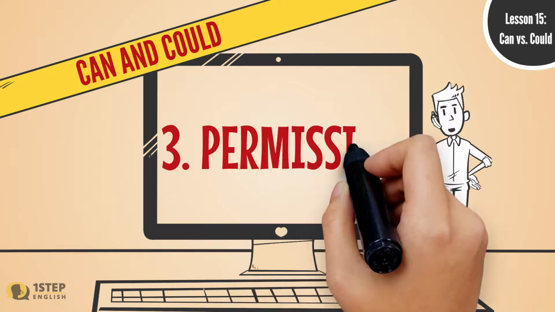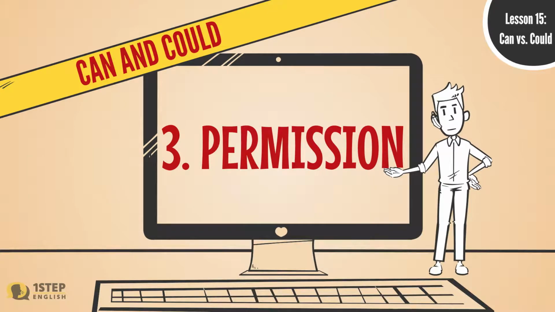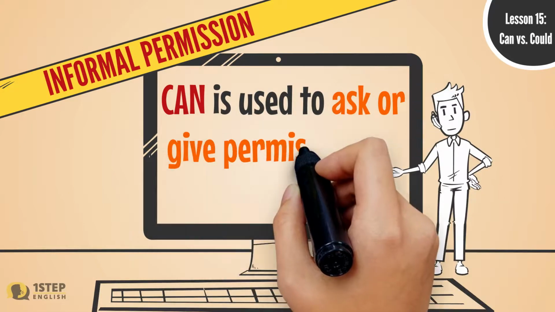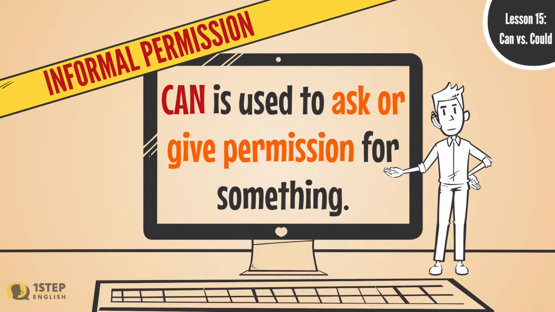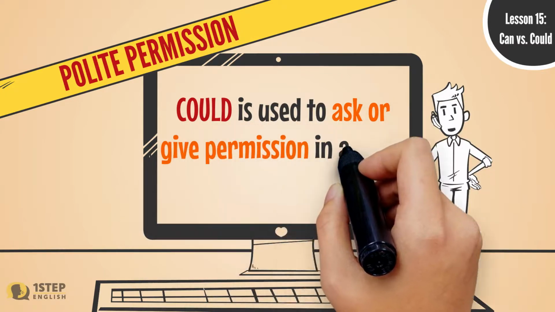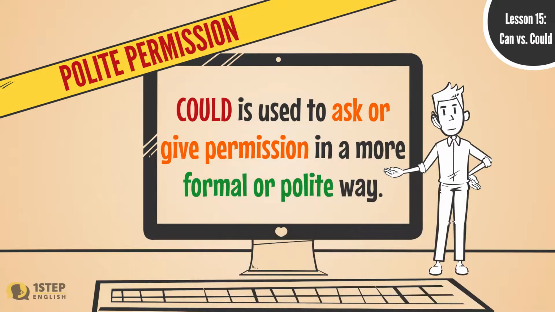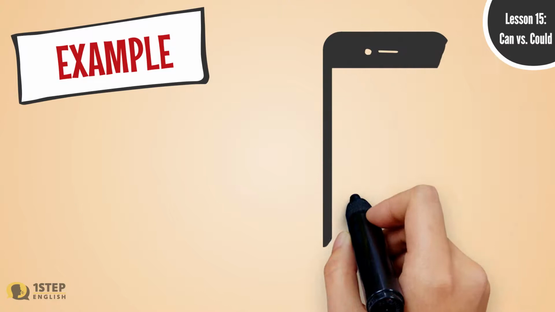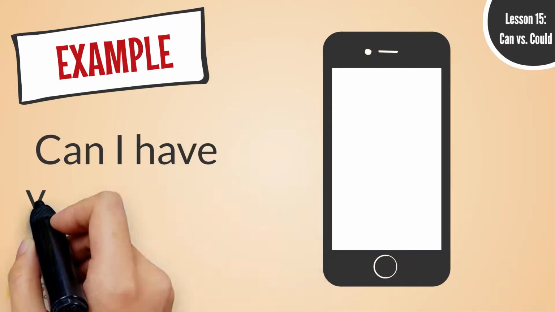Three. Permission. Can is used to ask or give permission for something. Could is used to ask or give permission in a more formal or polite way. For example, can I have your phone number?